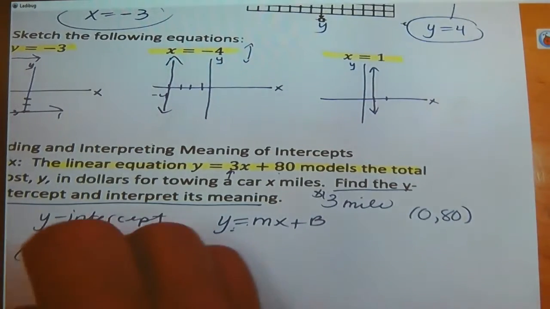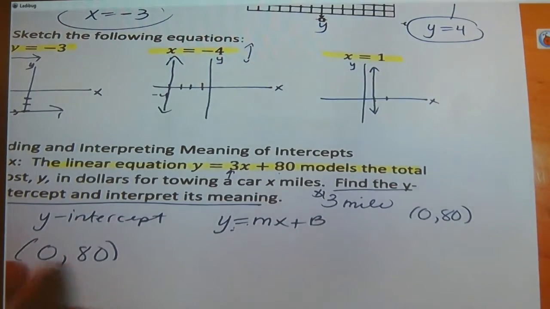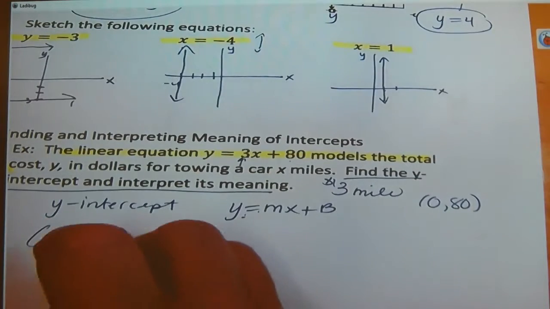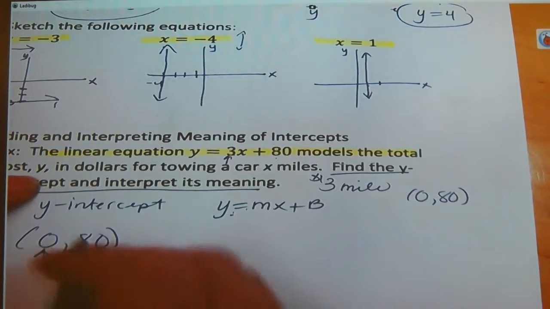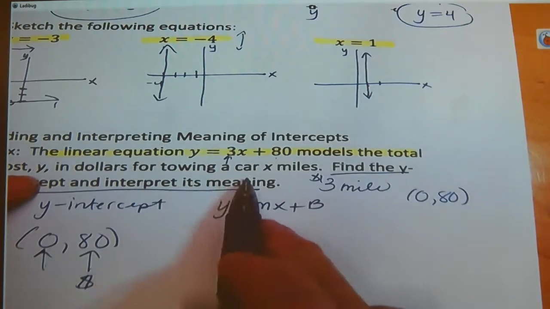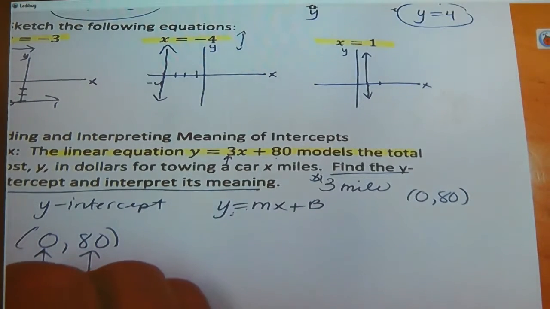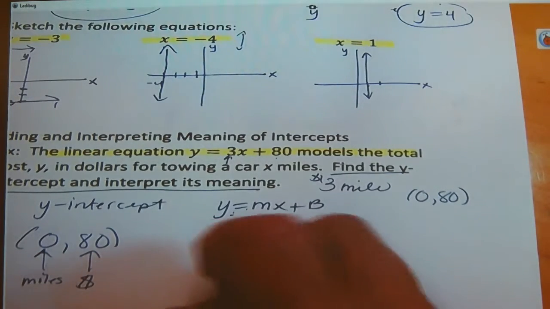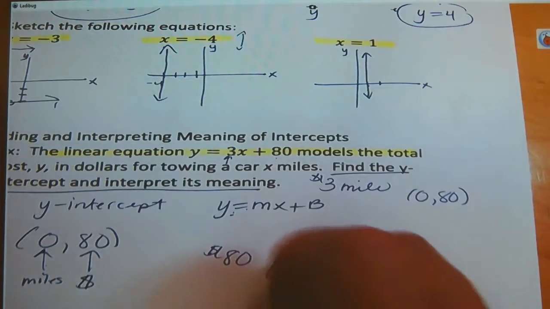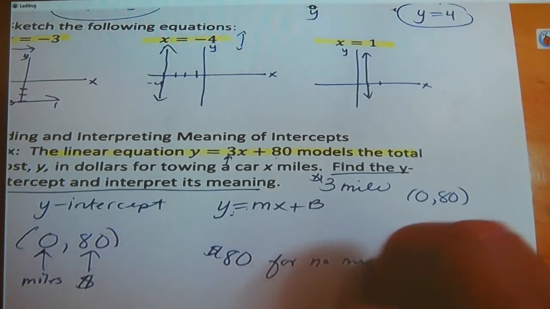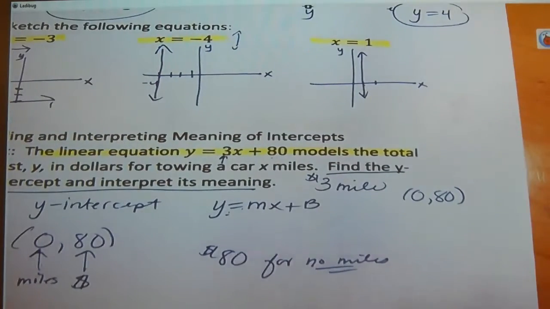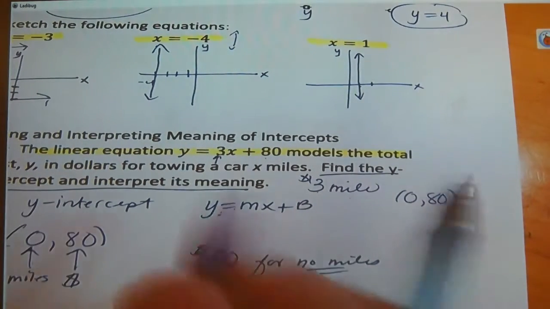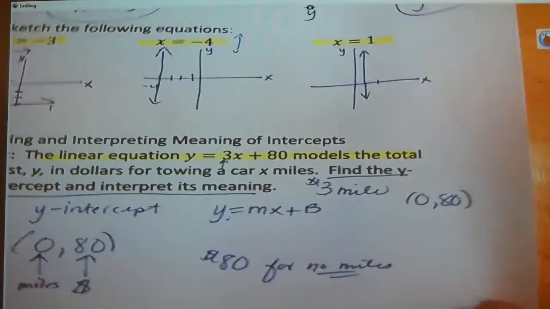So 0, 80 is my y-intercept, and what does that mean? What does the 0 mean, and what does the 80 mean? Well, y is dollars, so it's got to mean dollars. We're towing a car x miles, so x is miles. So I have to pay $80 for no miles, just for the guy to come and hook up my car, 0 miles. That's what that means. And then, of course, $3 per every mile after that. Okay.